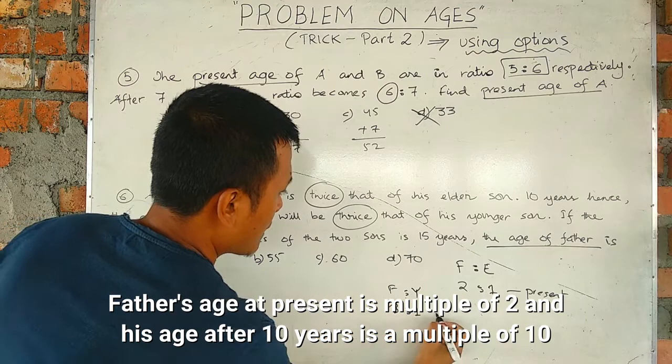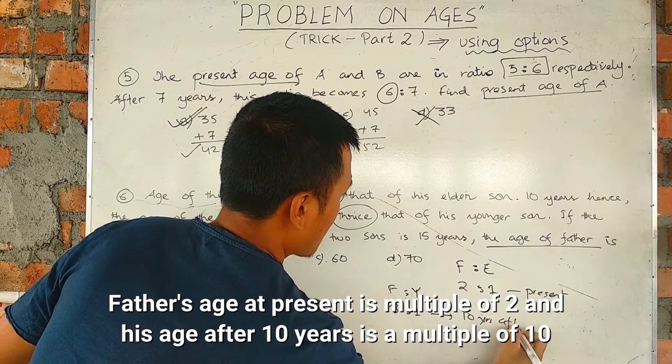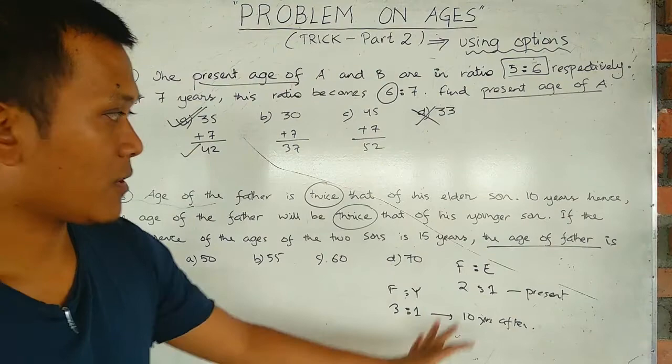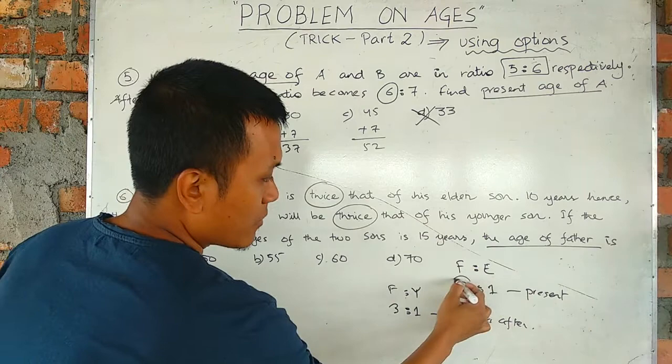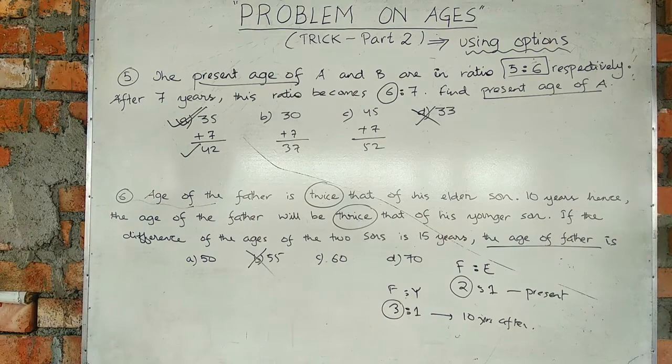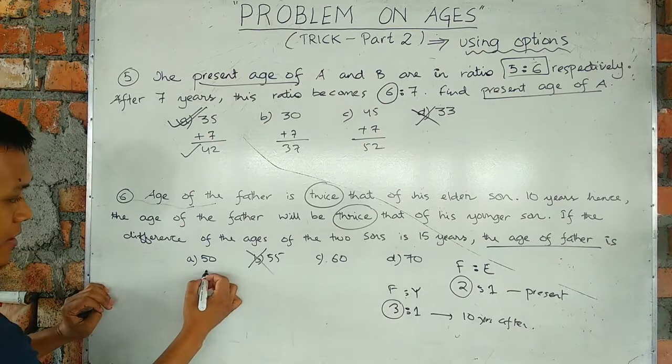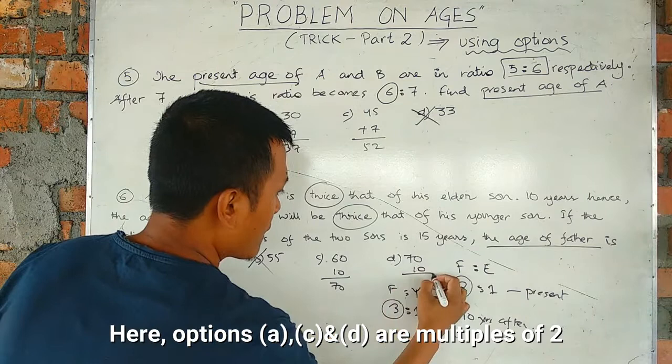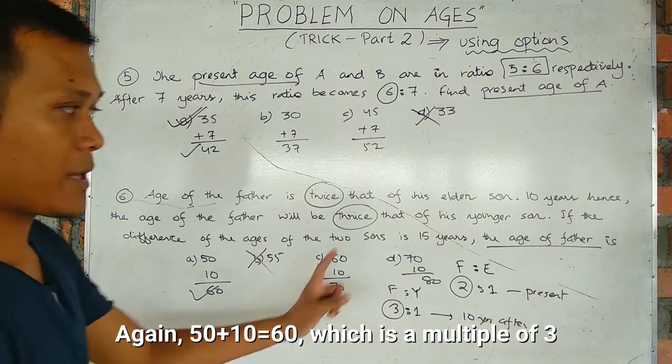10 years after, the relation of elder and younger. Focus on the age of the father. Present father is a multiple of 2, after 10 years father is a multiple of 3. Multiple of 2 is 0, then cancel. After 10 years, multiple of 3, plus 10, 60, plus 10, 70, plus 10, 80. So multiple of 3 is only 60. So the present age of the father is 50 years.